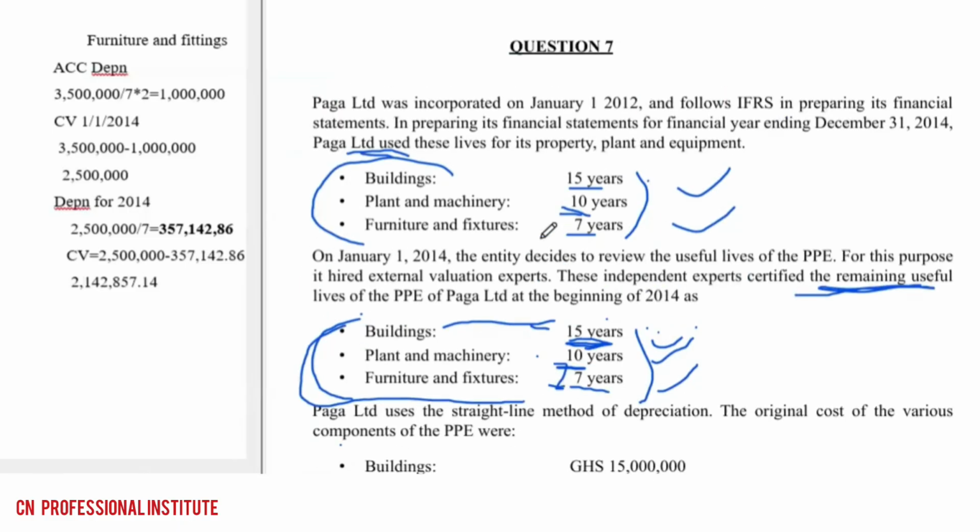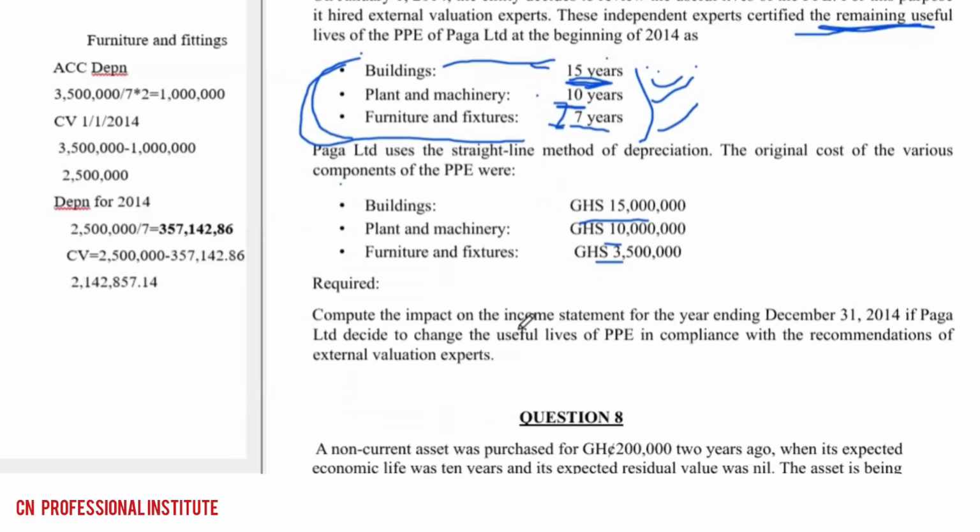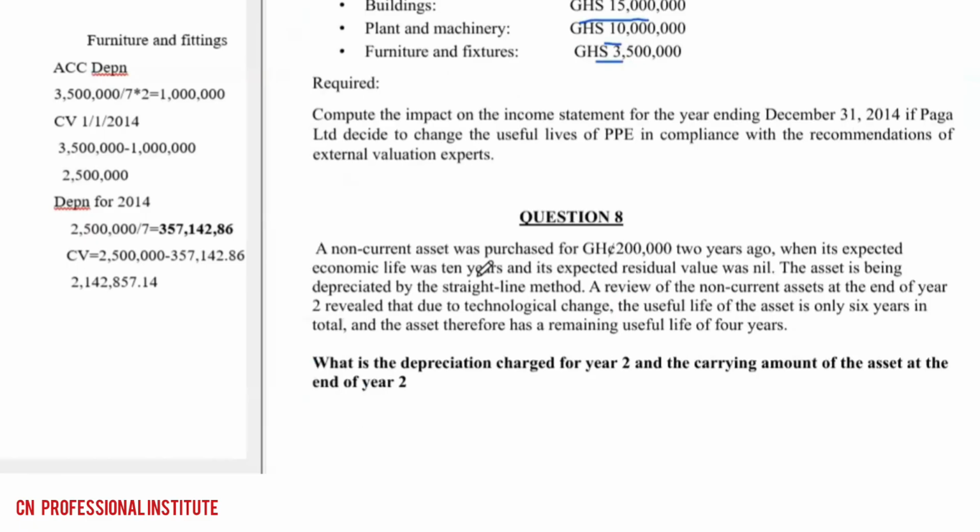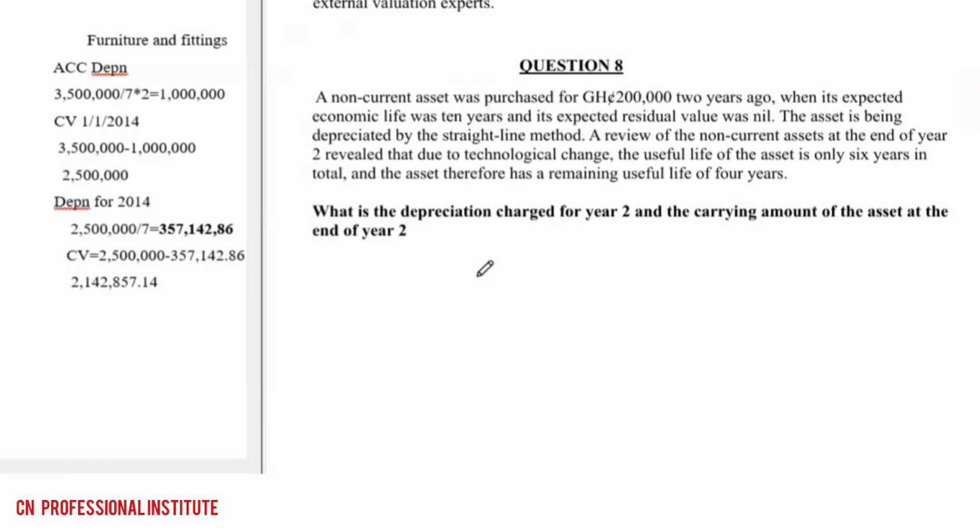So this is it with question 7. We've been able to determine the impact on the income statement for 2014, and I said the impact on the income statement is only the depreciation. And that will be this. So these are the figures that I'm going to record in the books. Let's end here with question 7 and move on to question 8.